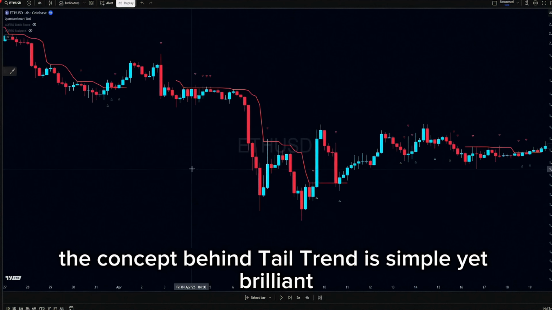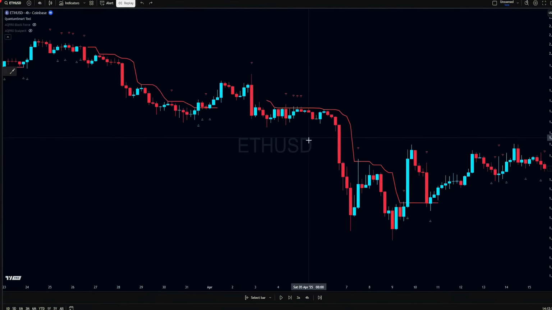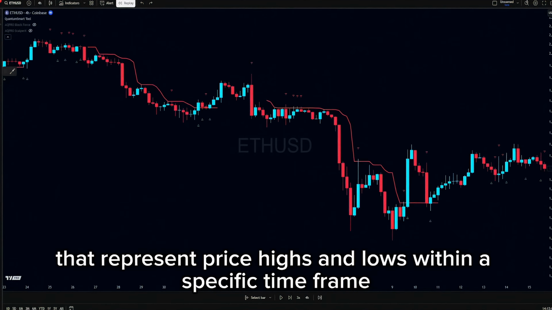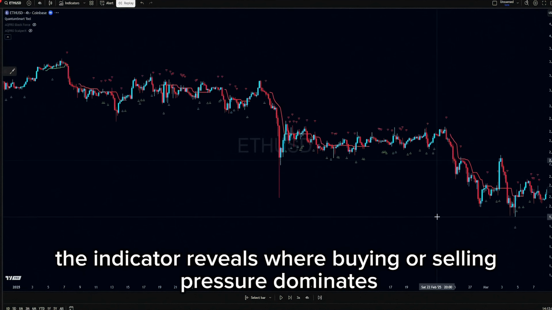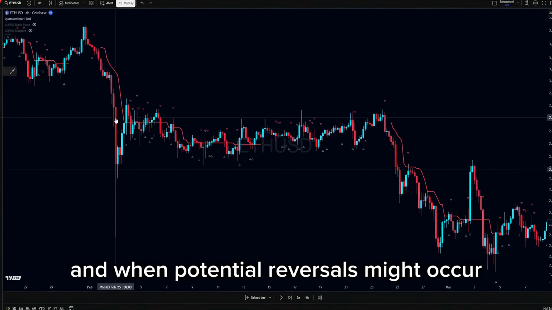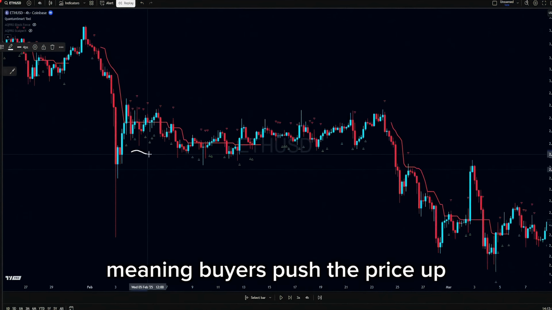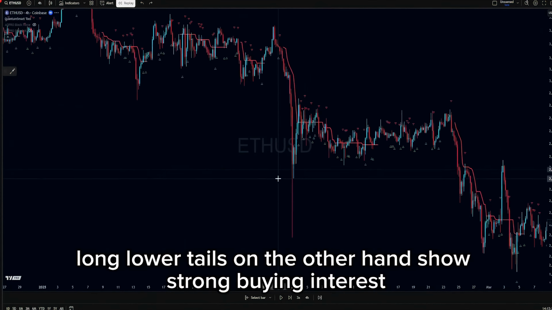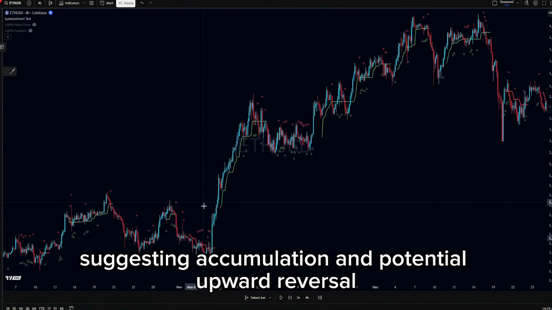The concept behind tail trend is simple yet brilliant. It analyzes the tails, or wicks of candlesticks, those thin extensions above and below each candle that represent price highs and lows within a specific time frame. By studying how these tails form and behave, the indicator reveals where buying or selling pressure dominates and when potential reversals might occur. For example, long upper tails often indicate selling pressure, meaning buyers pushed the price up, but sellers quickly stepped in to drive it back down. Long lower tails, on the other hand, show strong buying interest, suggesting accumulation and potential upward reversal.